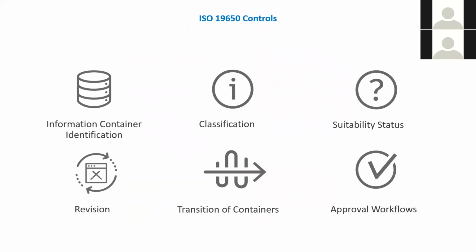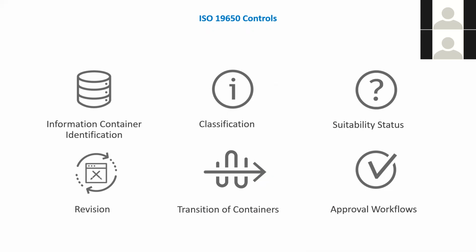Some of the controls that we use within an ISO project include information container identification. That's the name of your file, so if you're using the BS 1192 naming standard, that's your container class identification. We then have classification, whether that's your Uniclass classification or whatever has been specified on your project. Suitability status. We've then got revision codes, transition of containers. A container is a file. That's just the terminology used in the ISO document. When you see the term container, it actually means a file, a set of information, something that contains lots of information. So a file is that.